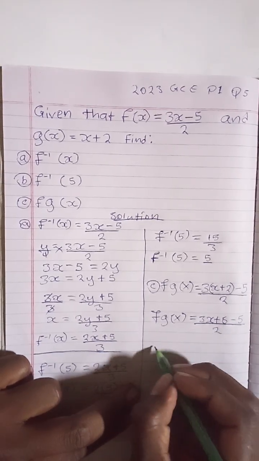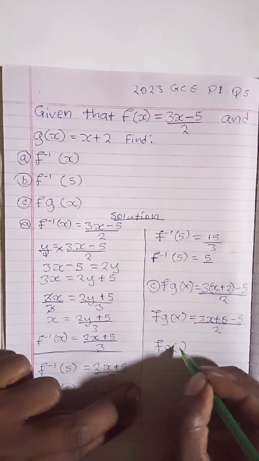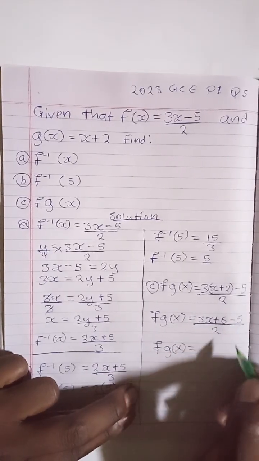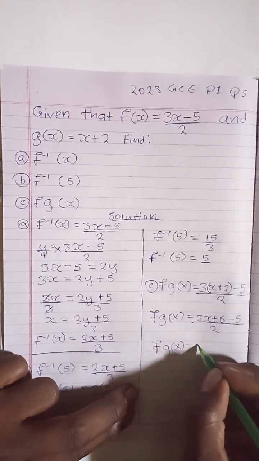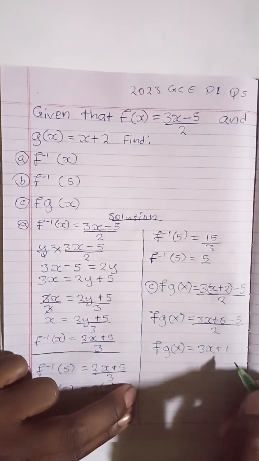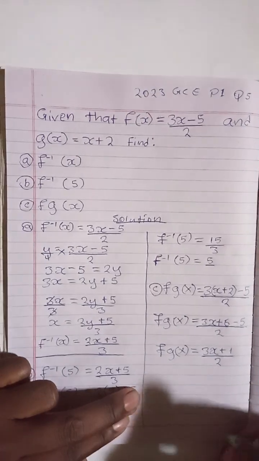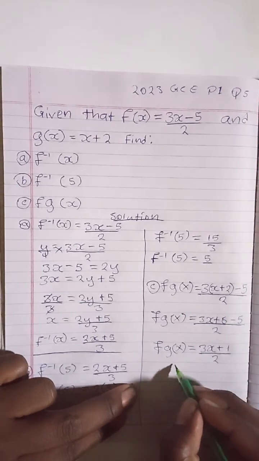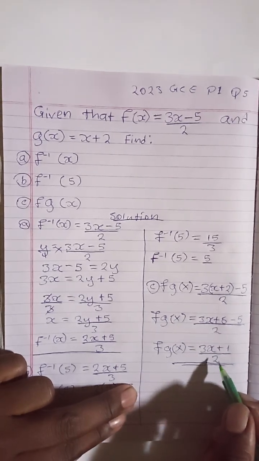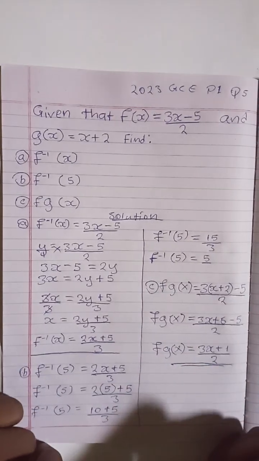So what we're going to do is f of g of x is equal to 6 minus 5, it is 1. So here we're going to write 3x plus a 1 over a 2. So this is our final answer, because we cannot divide 2 into 3x plus 1. So this is the final answer.